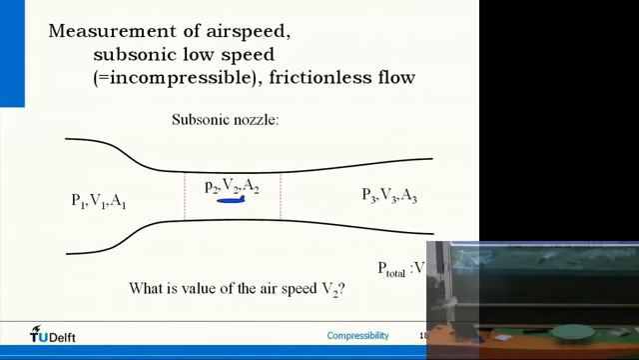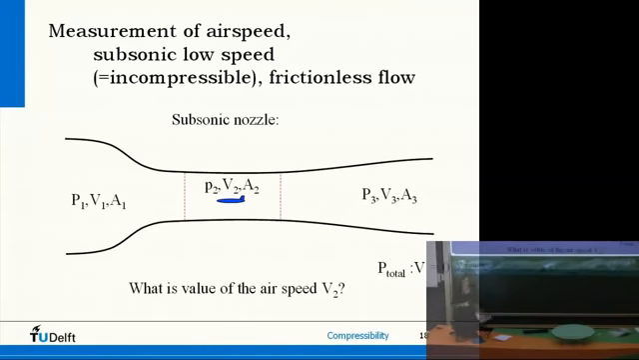Then I gave you homework, which you can now maybe solve. Given this example, homework 4.4, please have a look at it. It was also a converging, diverging nozzle with V in and a pressure 2. A contraction ratio is given there, and P1 minus P2 is given here.